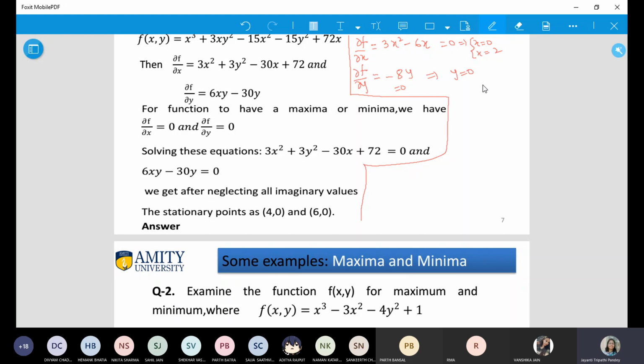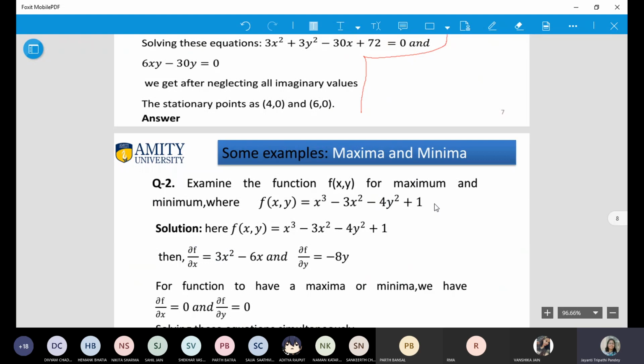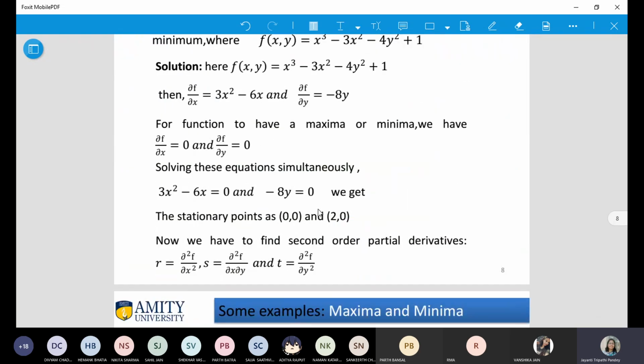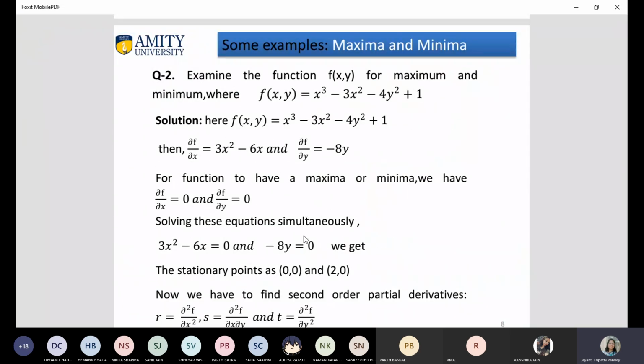Okay. Now let us see what values have been calculated. When you are getting this, you have to check that the points should satisfy. Since there is just one y value, the points that you are getting are 0, 0 and 2, 0. For x you have two values, but for y you have just one value, that is 0. So the points are 0, 0 and 2, 0. Right?